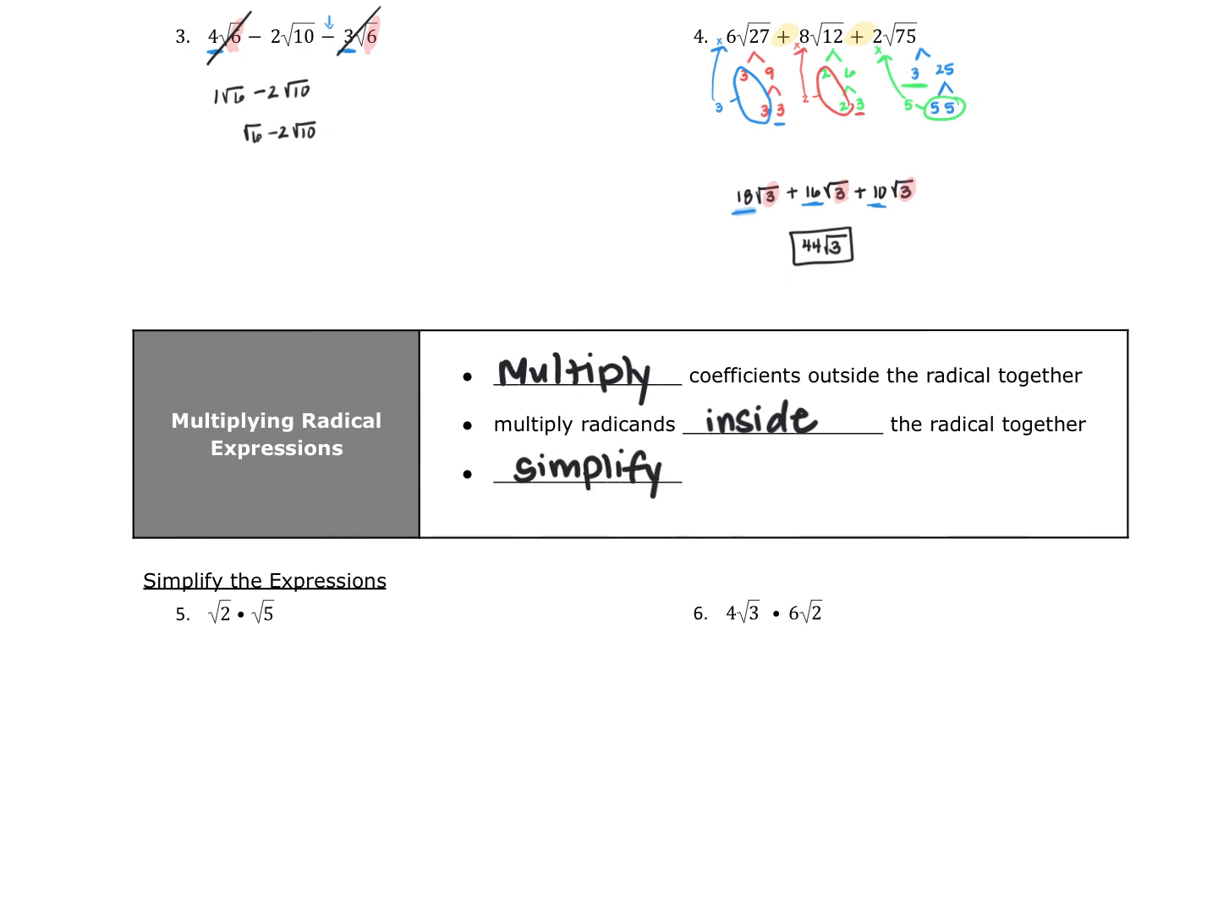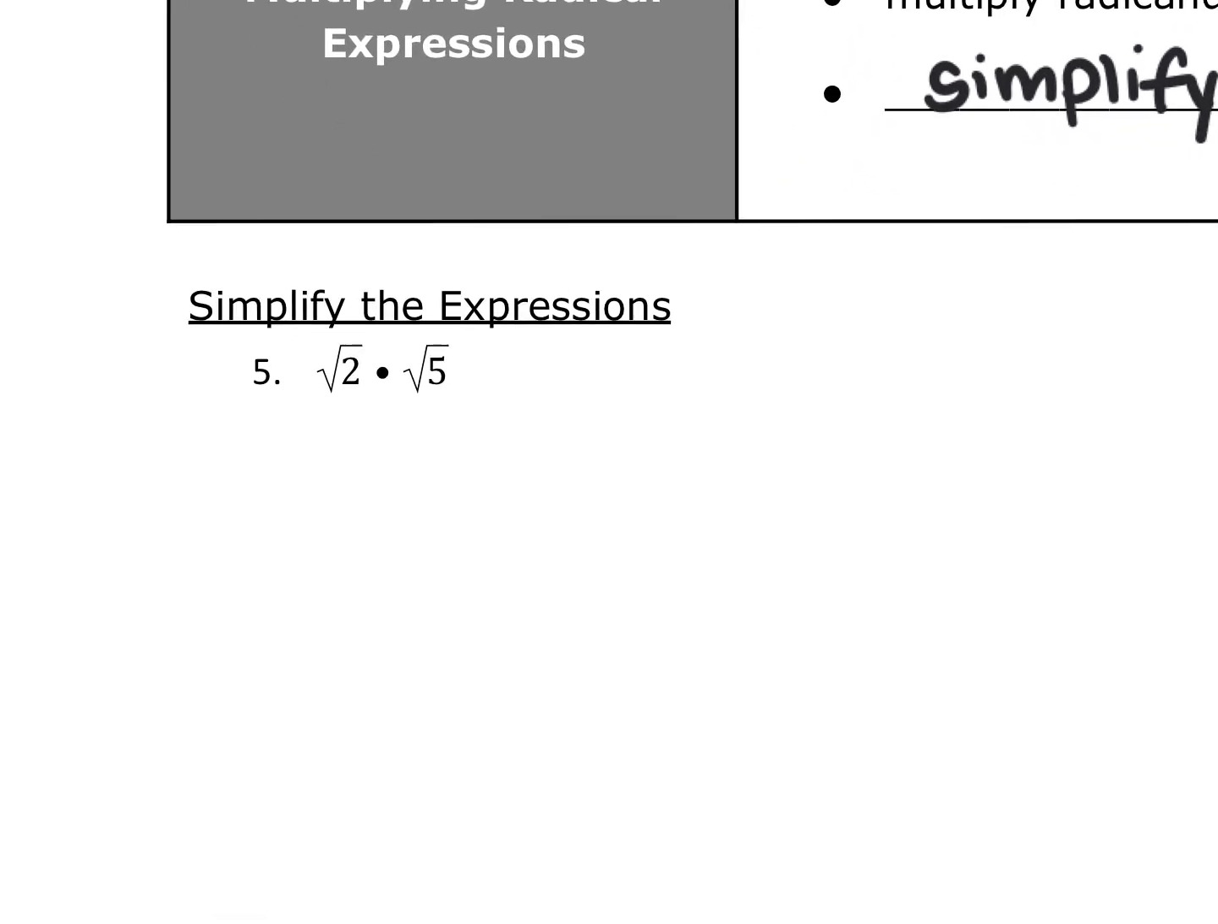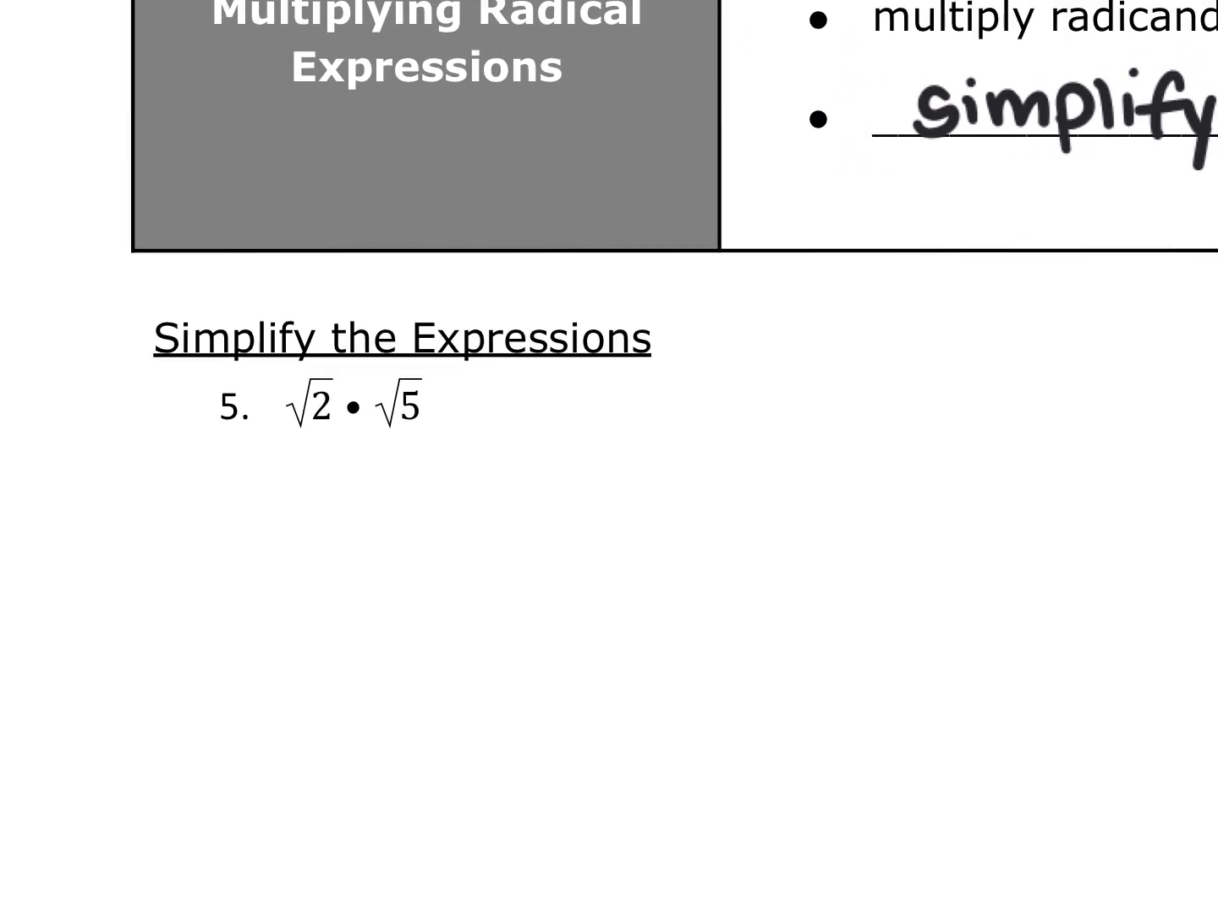Okay, so let's try one of these. So I have the square root of 2 and the square root of 5. If there's no number out front, it's really a 1. So technically, I have 1 times 1, which is going to give me a 1. And then I'm going to multiply what's inside my radical. So inside, I have a square root of 2 and a square root of 5. Those are going to give me a square root of 10. Okay, so I have 1 square root 10. I could also write it like this, square root 10. Okay, so either one of those would work.